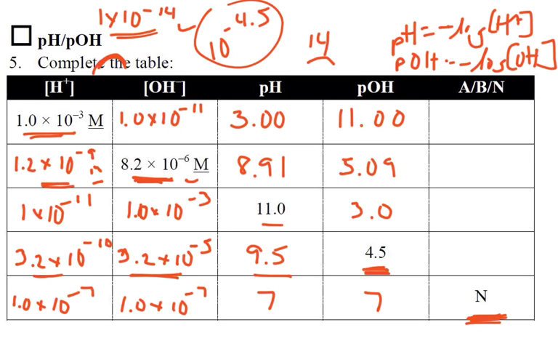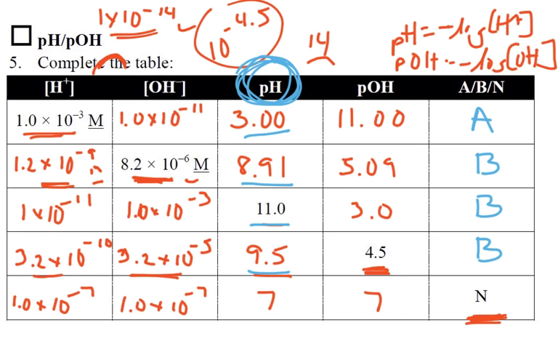Now, to go back, which is acid and base and neutral. If I want to do acid and base and neutral, I always look at the pH. That's the only thing I look at. And you could do it from anything, but this confuses me, so I only look at pH. So if I have a pH of 3, that's less than 7, so it's an acid. pH 8.91, that's greater than 7, so that's base. pH of 11, definitely base. And 9.5, that's greater than 7, so that's also a base. So I only look at my pH row when I want to figure out whether something is acidic or basic.